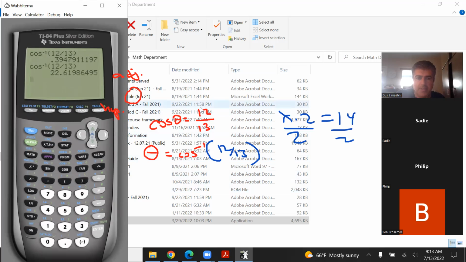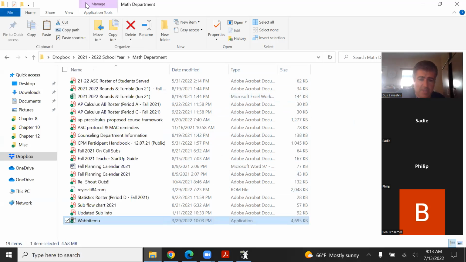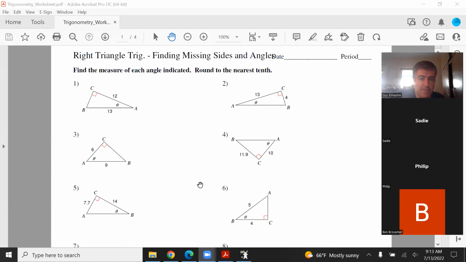Yeah, 22.6 degrees. Not that hard. Pretty easy, right? And so you kind of just do that over and over again. My hope is that the drill and kill, the repetition, will help reinforce this topic, because there's 7 more problems to do.